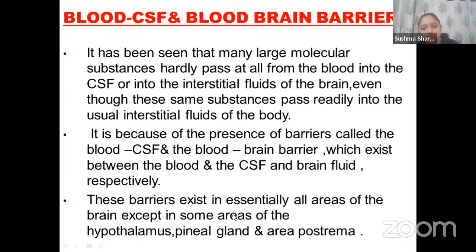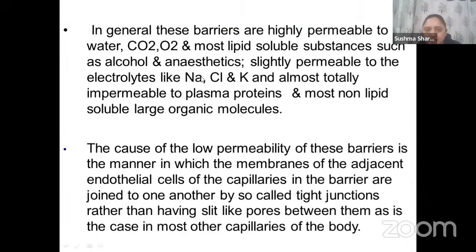This barrier exists essentially in all the areas except the hypothalamus, pineal gland, and area postrema. This is a question: the regions which are devoid of blood-brain barrier. Simple 3-marker question. You will have to mention hypothalamus, pineal gland, and area postrema. These are generally highly permeable to water, carbon dioxide, and oxygen, and most lipid-soluble substances like alcohol and anesthetics and so on. But they are not at all permeable to plasma proteins and non-lipid soluble large organic molecules.